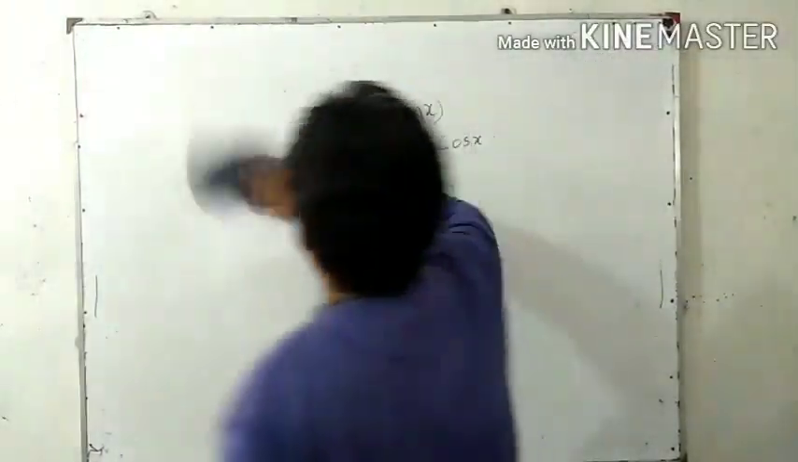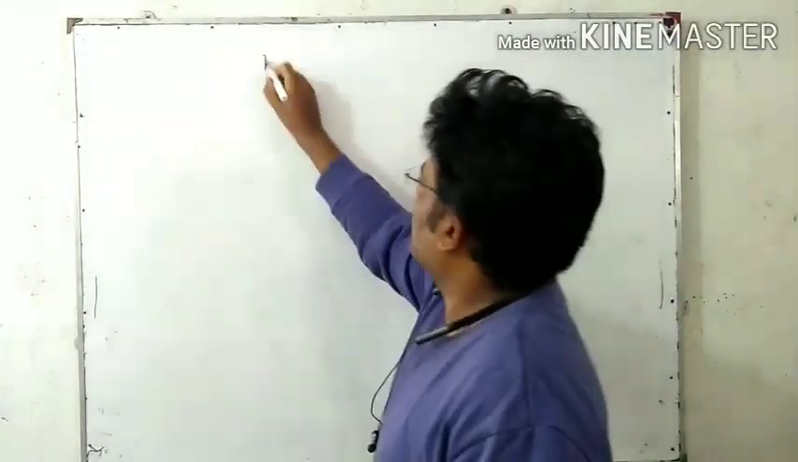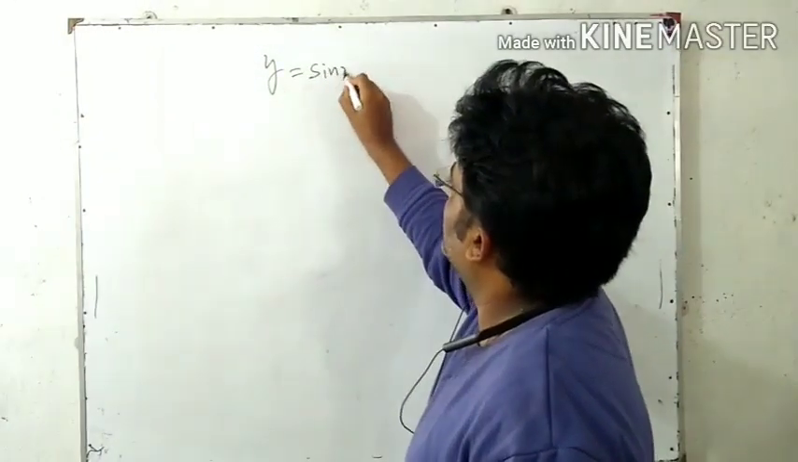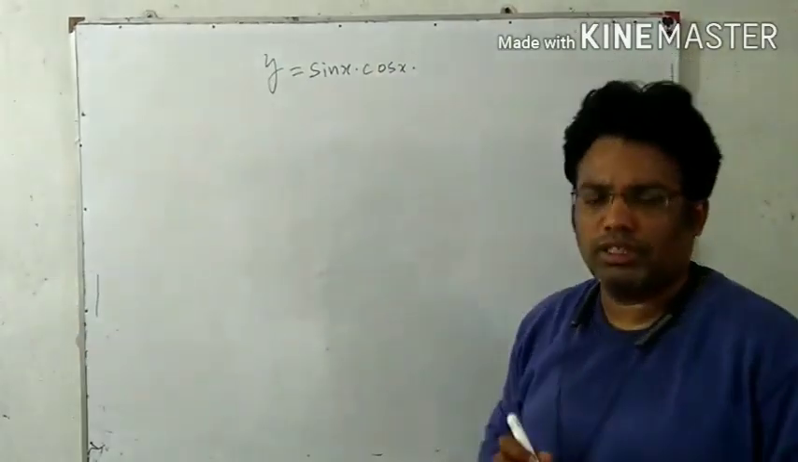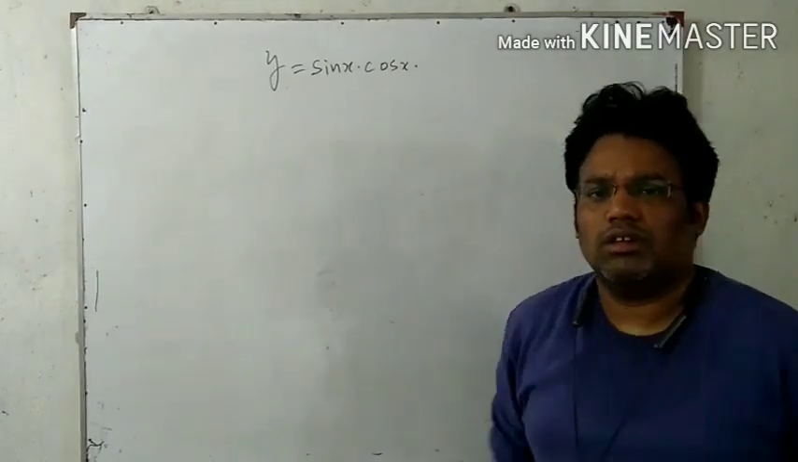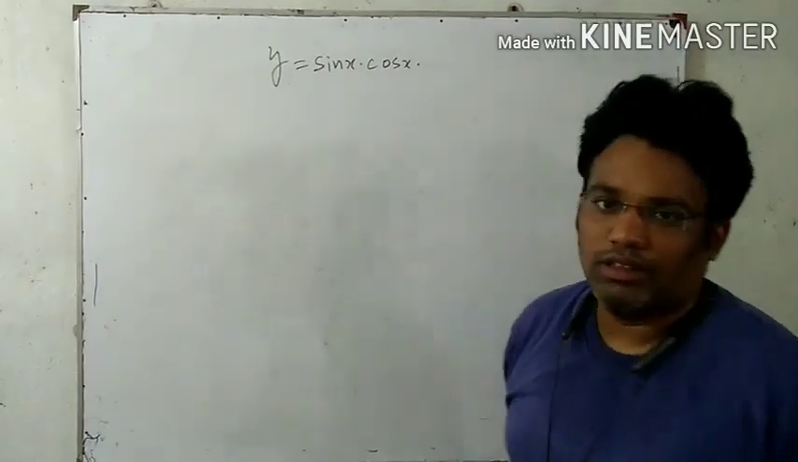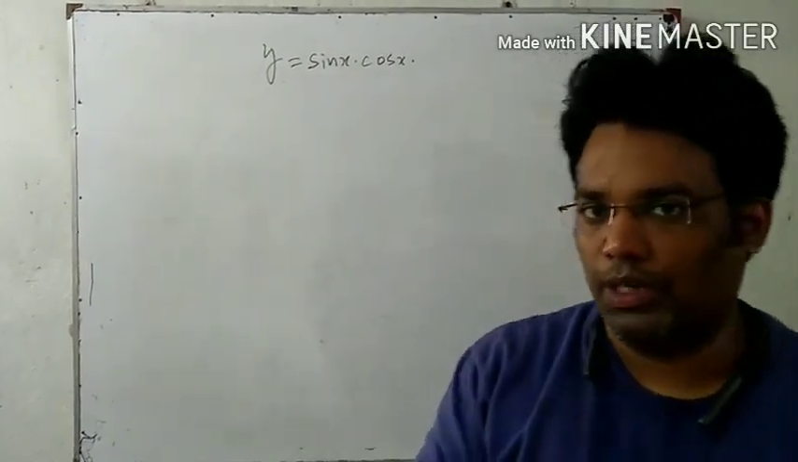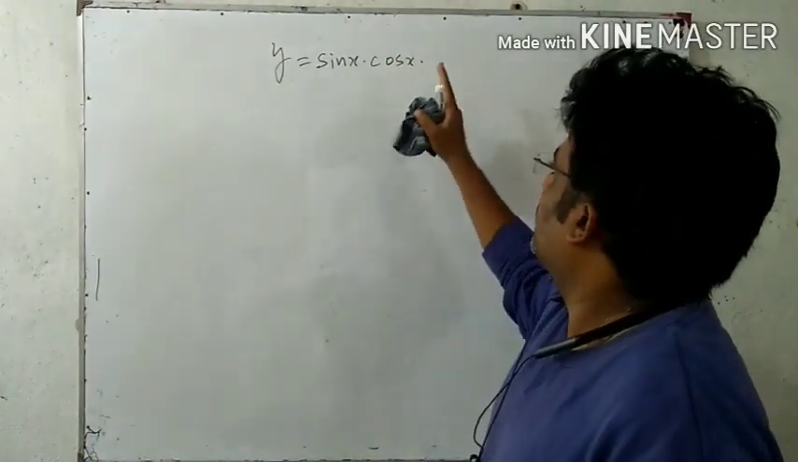Now I go with one more. Suppose I have something like y is equal to sin x into cos x. What is the differentiation of sin x into cos x? How do you differentiate this? You use the product rule. So sin x into cos x is u into v. I will be using the uv rule, that is u into v dash plus v into u dash.